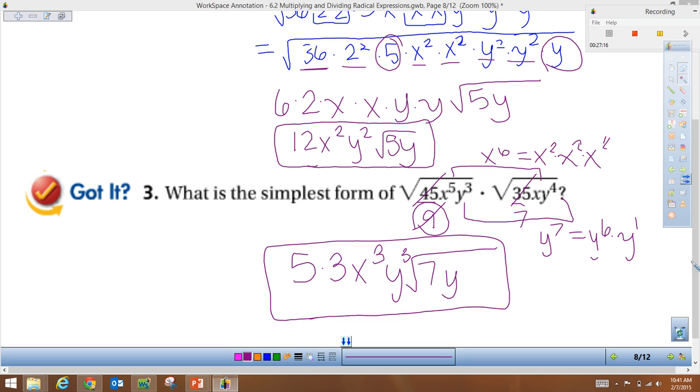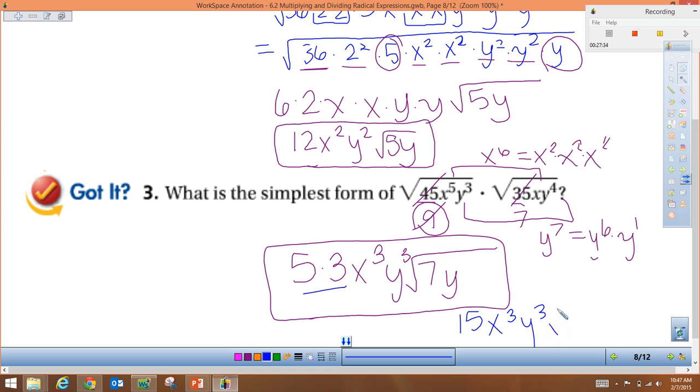One is quicker, but you could also make a lot more mistakes that way. Why don't we go ahead and simplify this, as I noticed that I didn't. What's 5 times 3? That's 15. Okay, 15 x cubed, y cubed, times the square root of 7y. So there is your final answer.